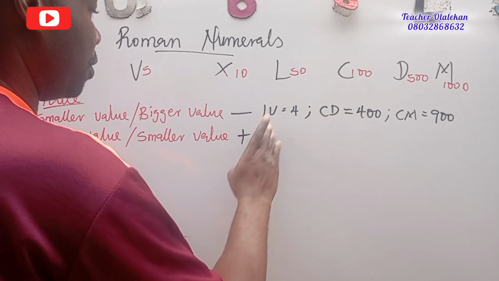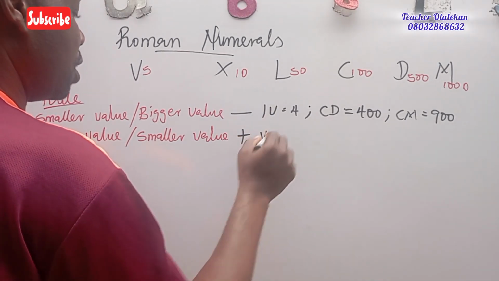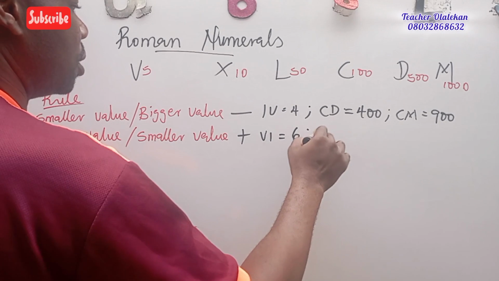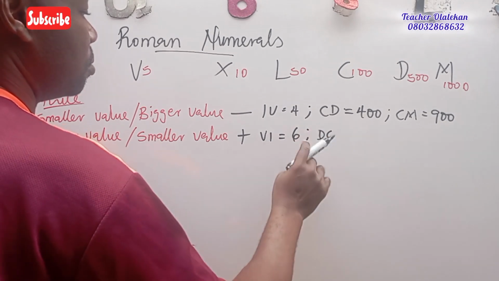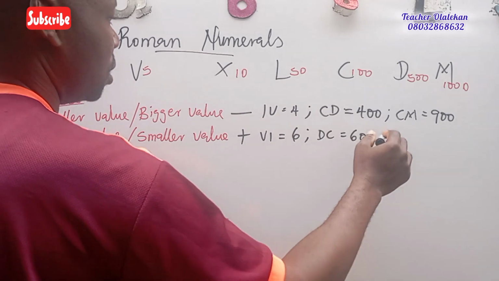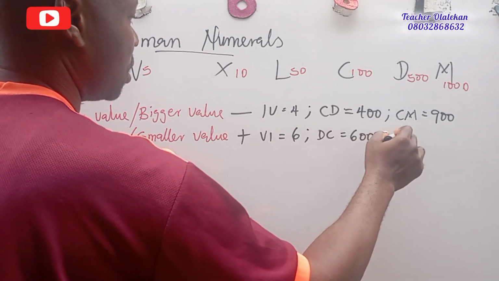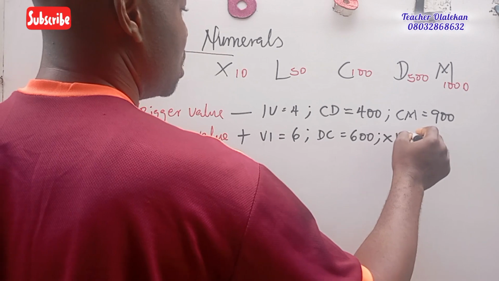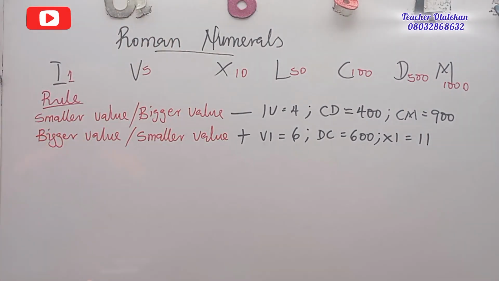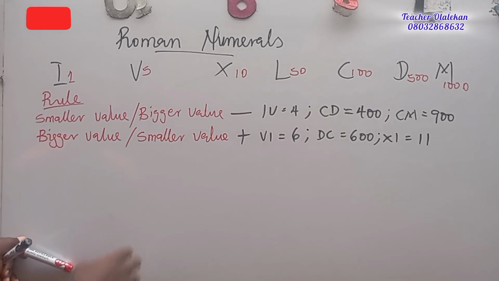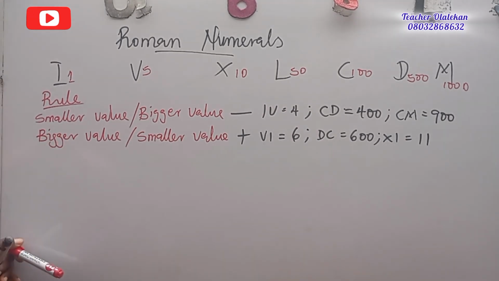So in the case we have something like VI, which is 5 plus 1, making 6. And we have something like DC, which is 500 plus 100, which makes it 600. And we have something like XI too, which is 10 plus 1, which is 11. Those are the two basic rules in Roman numerals. If you can recall these rules, that's the rule that is used in making all the figures we have in Roman numerals.